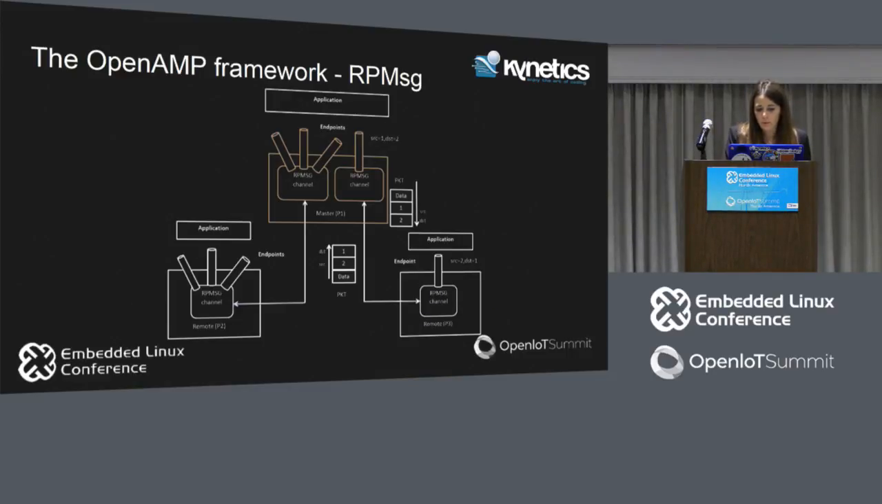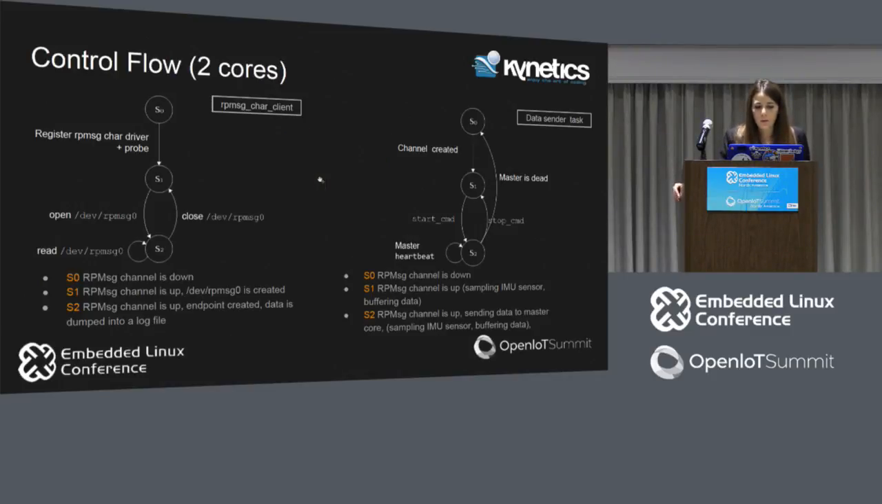So yes, this was the previous image, and you can see we have pretty much the same structure. Here we have the control flow on the two cores. On the left side, we have RP message card client on the Linux, so the Linux user space application. We have a first transition from a state where the RP message channel is not created to a state where it's up. Then the user application just opens the dev RP message 0 character device. And with this action, the endpoint is actually created. And then we stay in this S2 state, which just keeps reading data incoming to the RP message channel. And then when we want to close our application, we just close the dev RP message 0 character device. The endpoint is destroyed, and that's it.